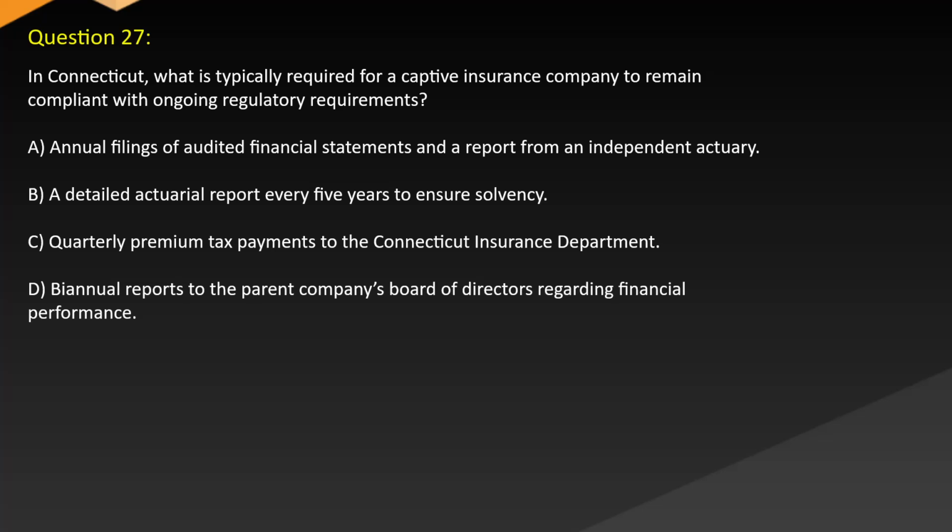Question 27. In Connecticut, what is typically required for a captive insurance company to remain compliant with ongoing regulatory requirements? A. Annual filings of audited financial statements and a report from an independent actuary. B. A detailed actuarial report every 5 years to ensure solvency. C. Quarterly premium tax payments to the Connecticut Insurance Department. D. Biannual reports to the parent company's board of directors regarding financial performance.